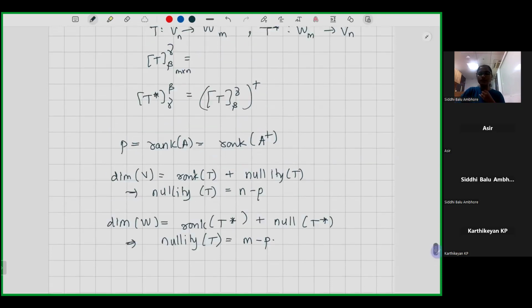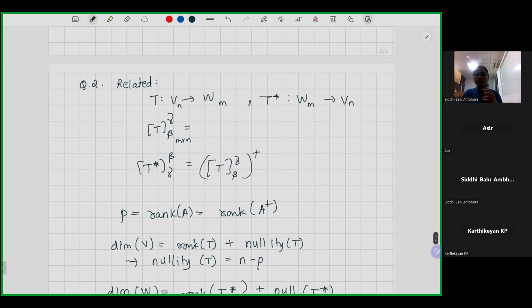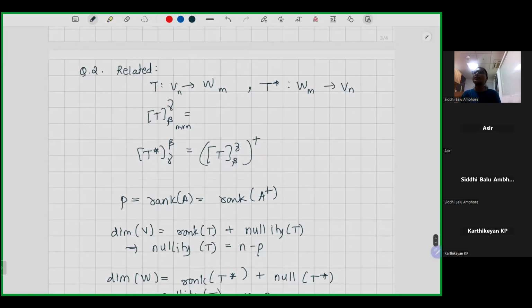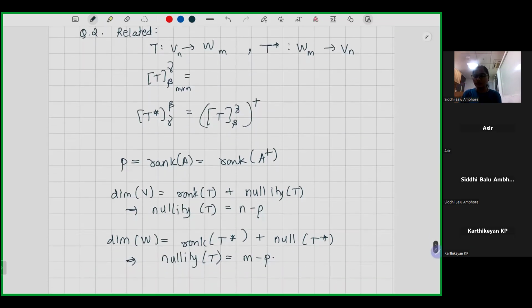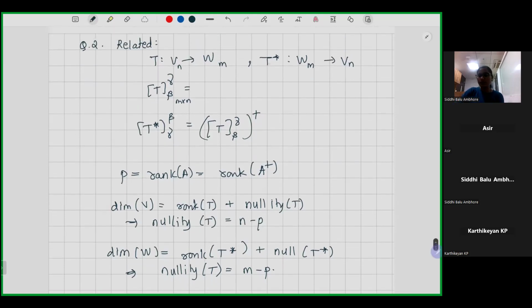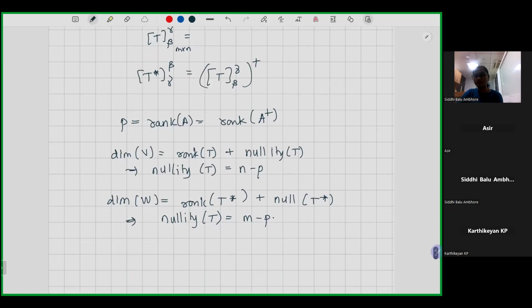So if it is not the same dimension vector spaces, then it will be different, because when we apply the dimension theorem, it is applied on the domain of that linear transformation. So for T, it will be applied on V, and for T star, it will be applied on W. Is it okay? And then similarly, nullity is understood, but how then are we telling the rank is equal? Because it is just the transpose of a matrix.